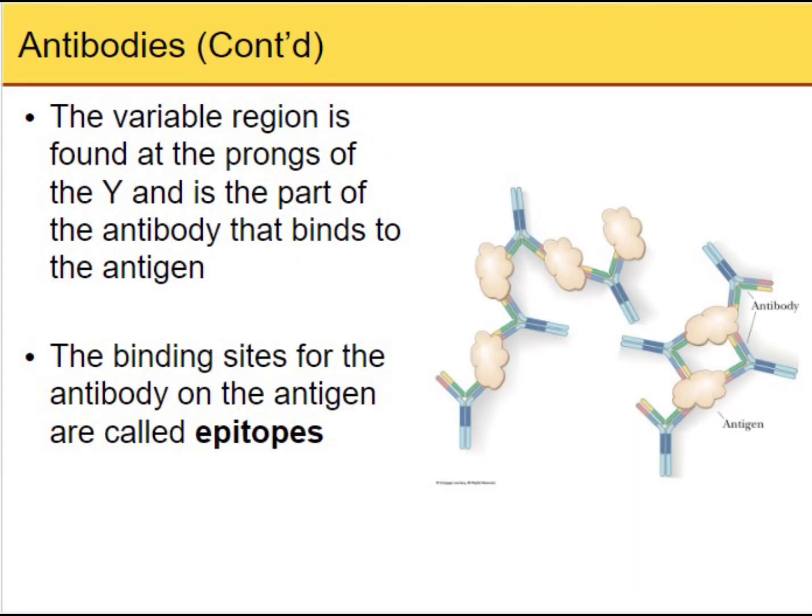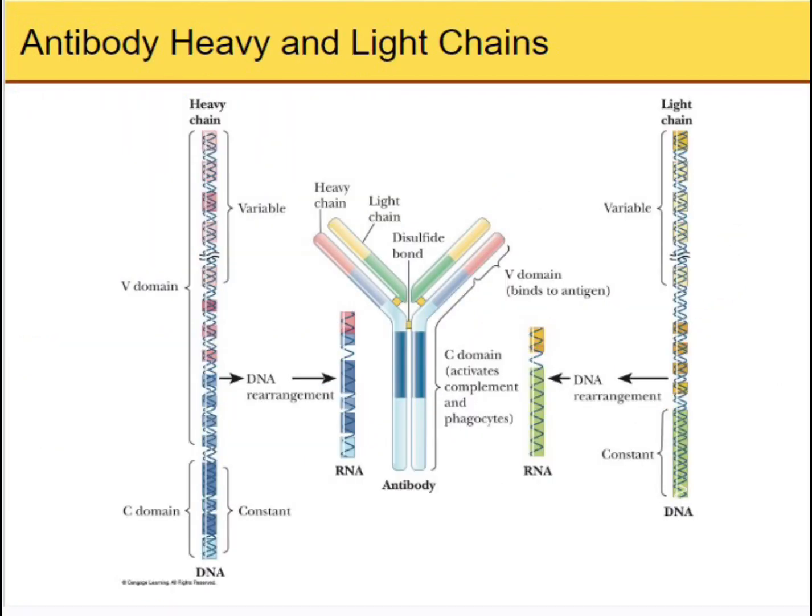The variable region is found at the prongs of the Y, and it is the part of the antibody that binds to the antigen. The binding sites for the antibody on the antigen are called epitopes. The pairs are composed of antibody and antigen.